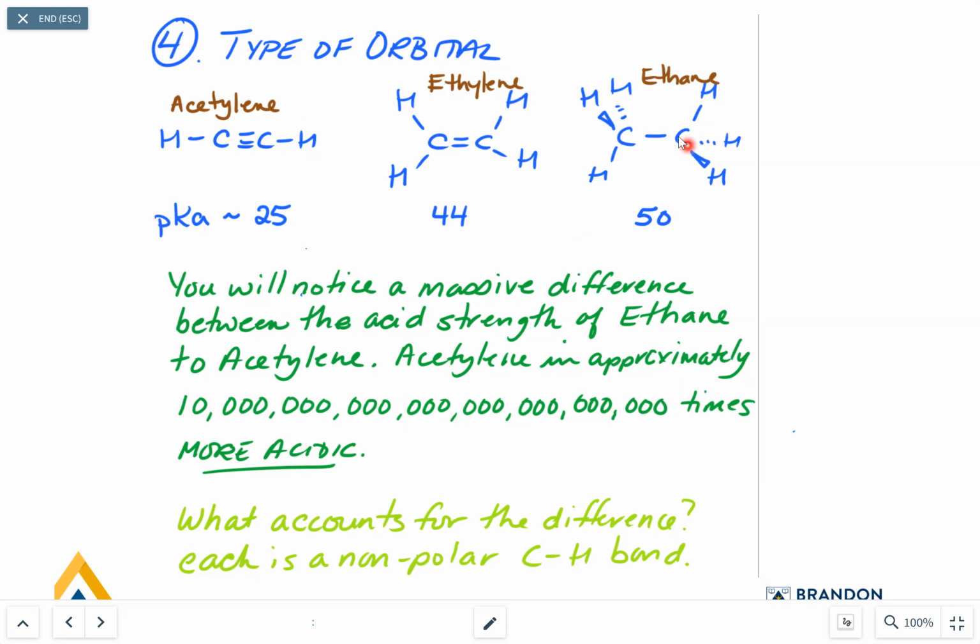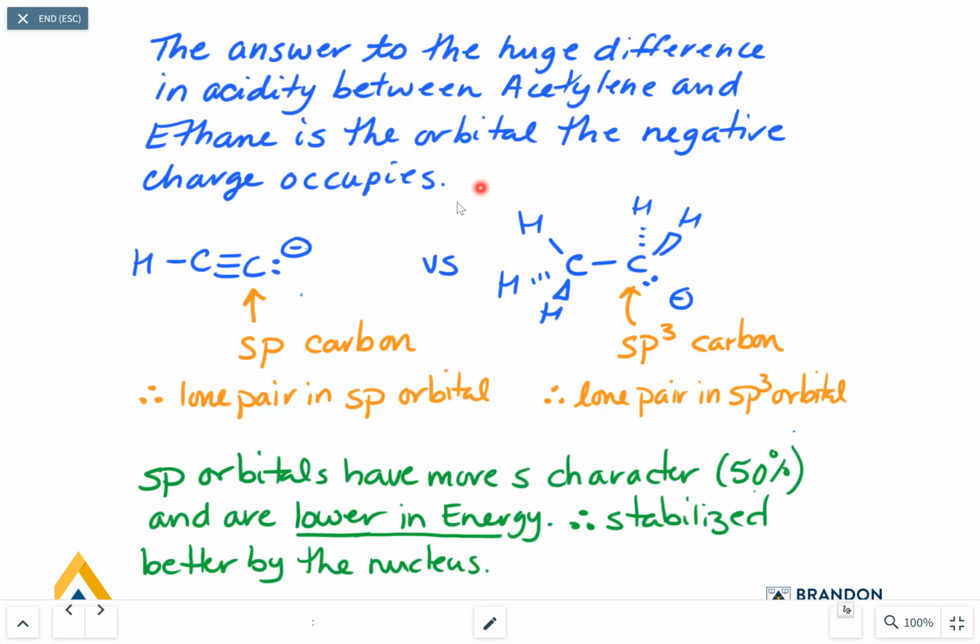There's no difference in electronegativity because it's still a CH bond, right? Something's going on. So what accounts for this difference? Each is a nonpolar bond. And the big difference is if you're looking at the hybridization of these two carbons, one is an sp3 carbon, one is an sp carbon.